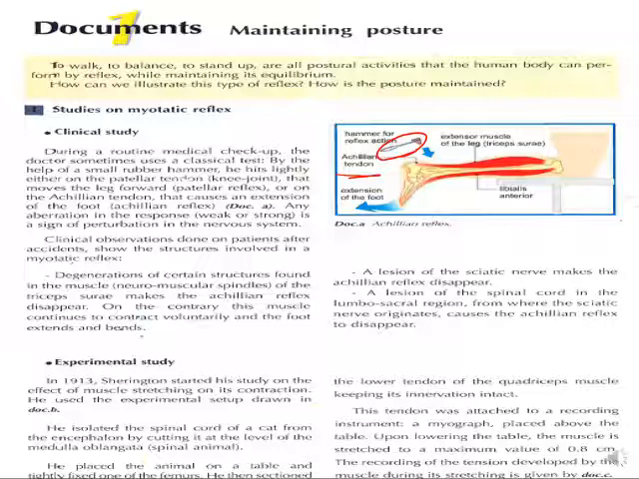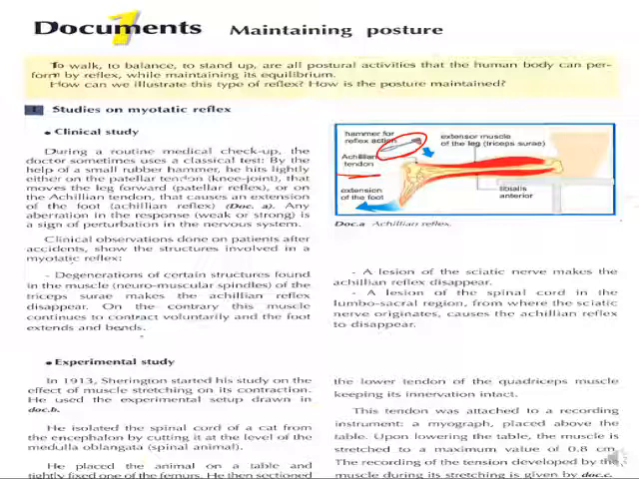Document A. Hitting on either the patellar tendon that moves the leg forward is called the patellar reflex, or on the Achillean tendon that causes the extension of the foot is called the Achillean reflex. Any aberration in the response, weak or strong, is a sign of a perturbation in the nervous system. So clinical observations done on patients after accidents show the structures involved in a myotatic reflex.